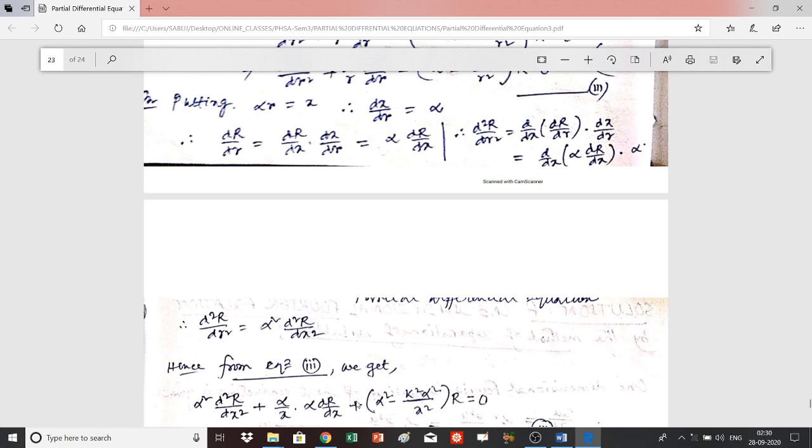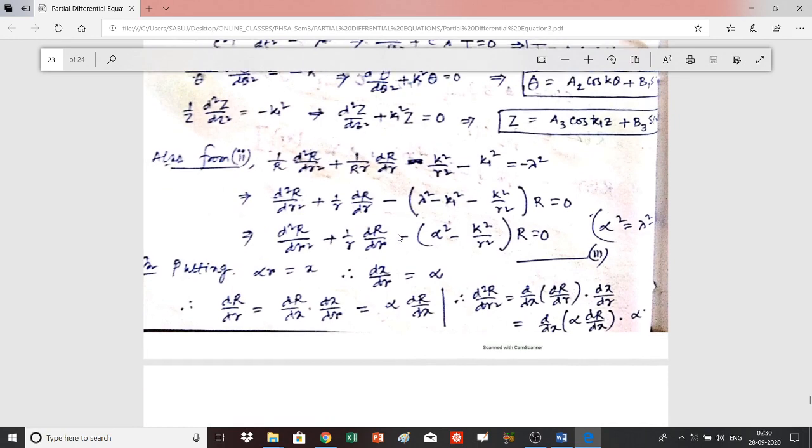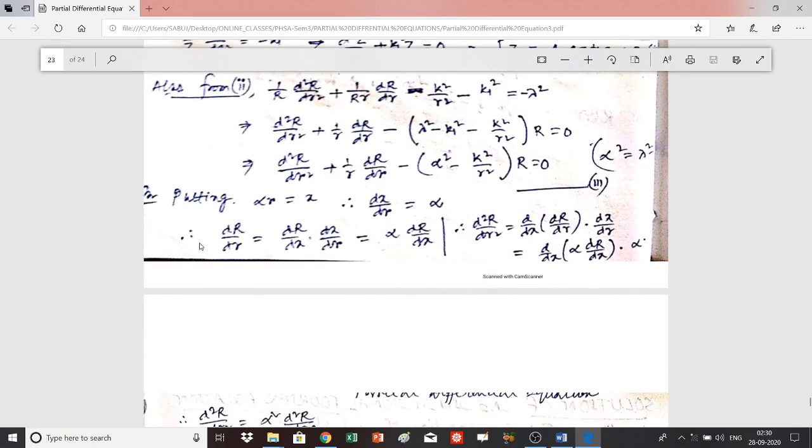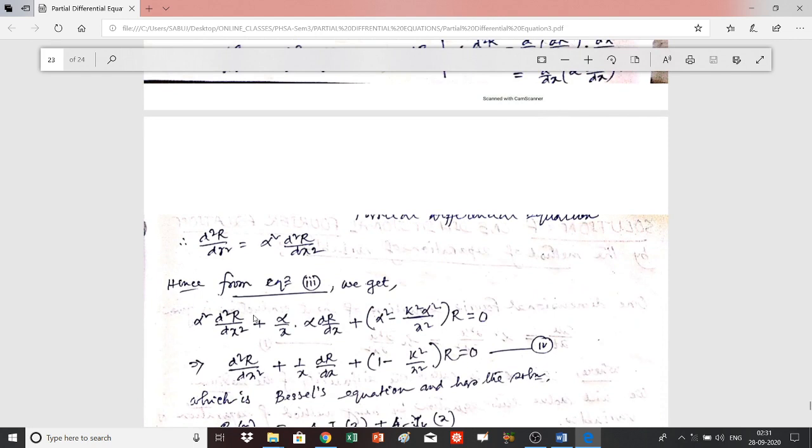Write these as plus sign instead of minus. So these will be plus, this will be plus. Now substituting the values of dr by dr and d2r by dr square in equation number 3, that will give you alpha square d2r by dx square plus alpha by x, alpha into dr by dx plus alpha square minus k square alpha square by x square into r is equal to 0.